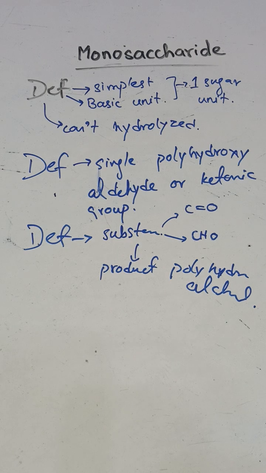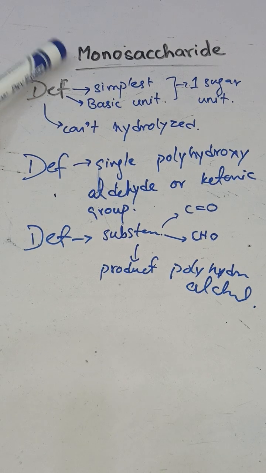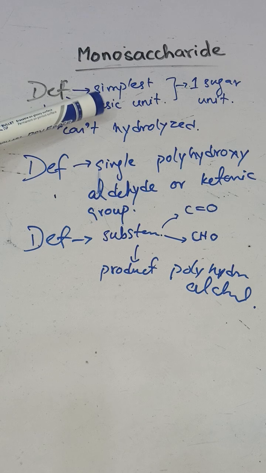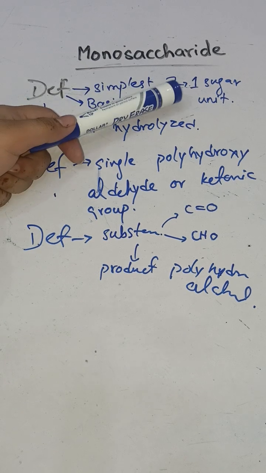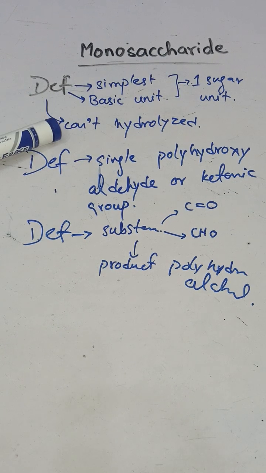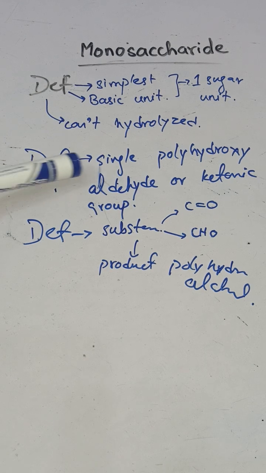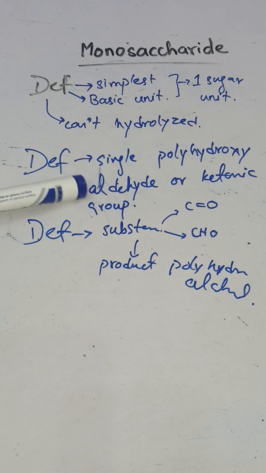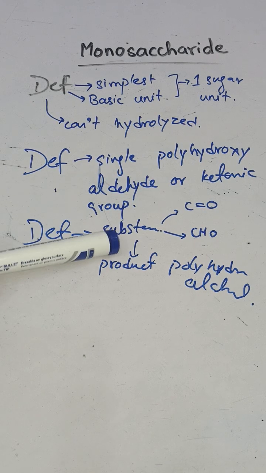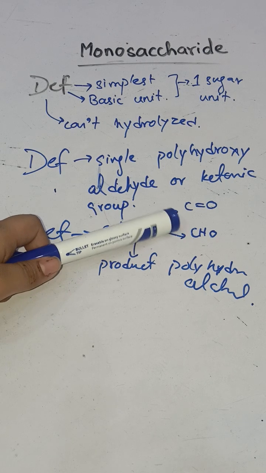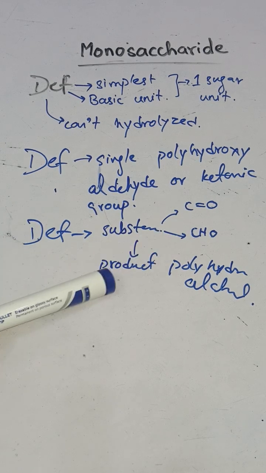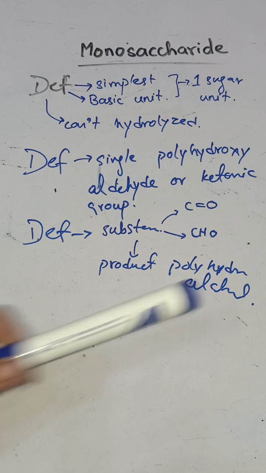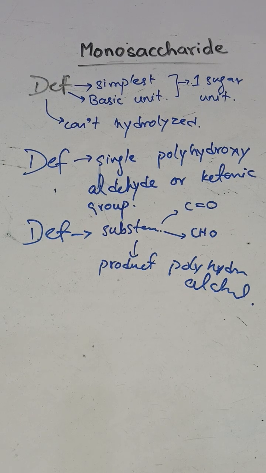The first definition is that monosaccharides are the simplest or basic unit of carbohydrate, consisting of a single sugar unit, and they cannot be hydrolyzed into simpler sugar units. The second definition is that they are a single polyhydroxy aldehyde or ketonic group. The third definition is that monosaccharides are those substances containing the ketonic or the aldehydic group, they are the products of polyhydroxy alcohol. So we have covered the definition of monosaccharides here.